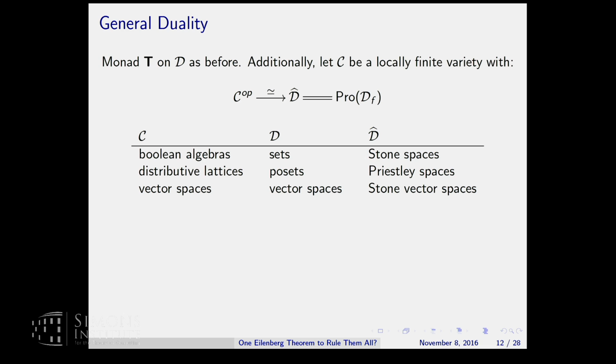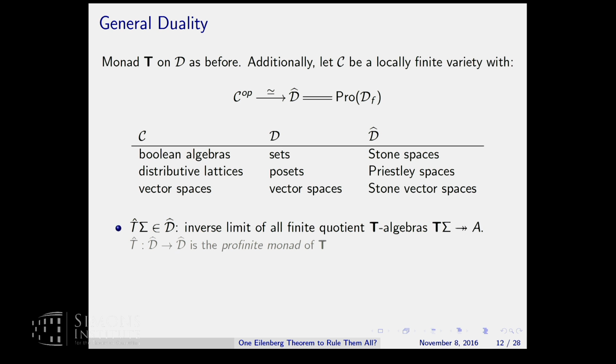And then instances of this is, of course, Stone duality, as we've seen. So you've got Boolean algebras here, and Stone spaces here, and finite sets here. You could take Priestley duality, or you could take vector spaces as C and D, and then you get Stone vector spaces here in the middle. And there's some other instances.